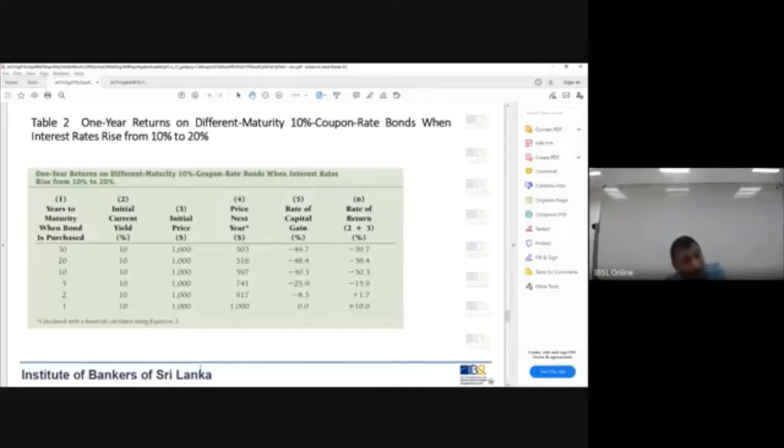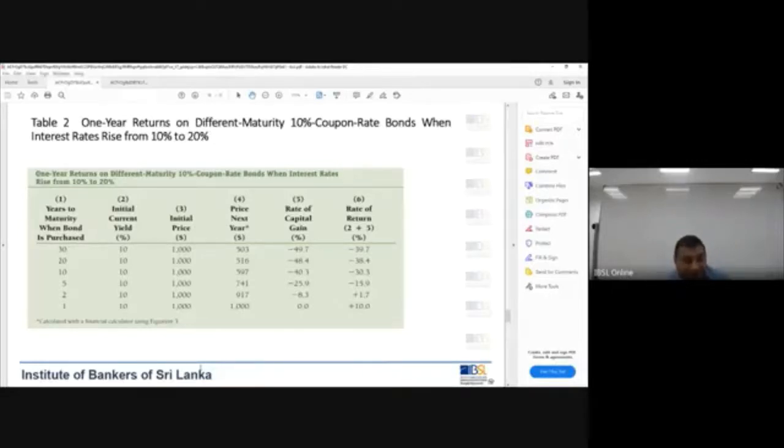So we looked at 2-year, now we look at 10-year. 10% has increased to 20% at the end of the first year. So 9 years to go from now to the maturity. So the 10% has now gone up to 20%. So the price of 1,000 has now declined to 597.